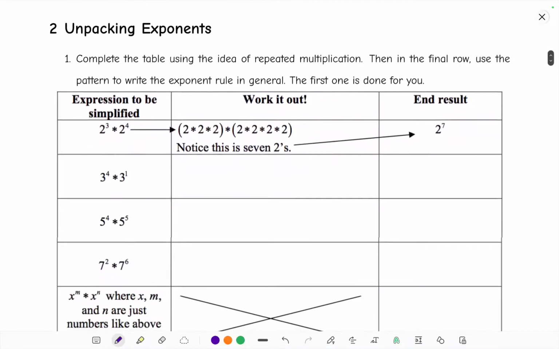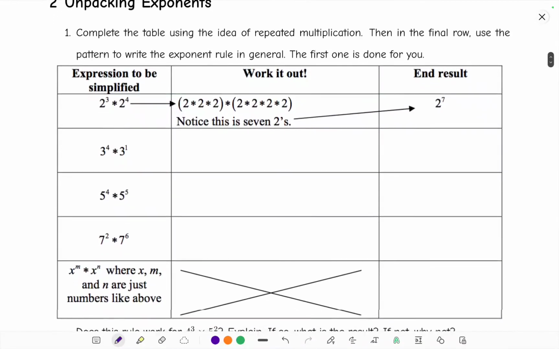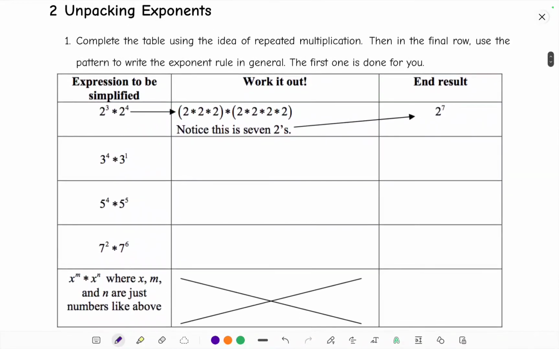Part 2, unpacking exponents. Complete the following table using the idea of repeated multiplication. Then in the final row, use the pattern to write the exponent rule in general. The first one is done for you. So for example, 2 to the 3rd power times 2 to the 4th is 2 times 2 times 2 times 2 times 2 times 2 times 2. Notice that there's 7 2's all in together, so 2 to the 3rd times 2 to the 4th is the same thing as 2 to the 7th.